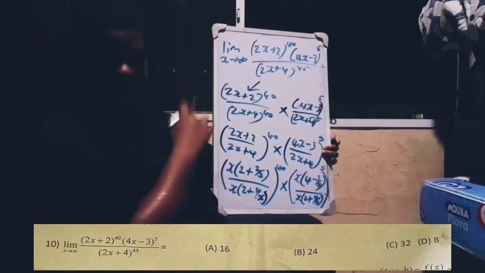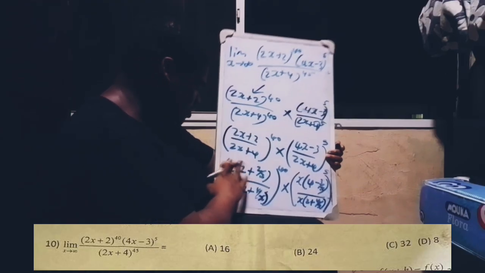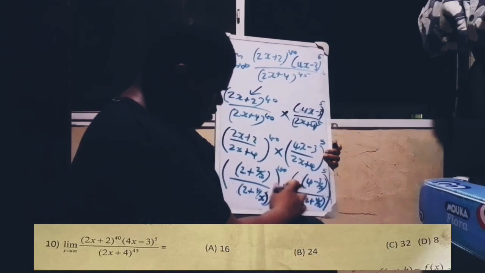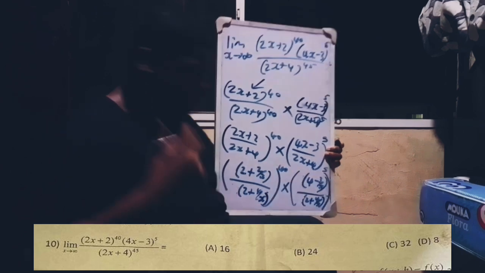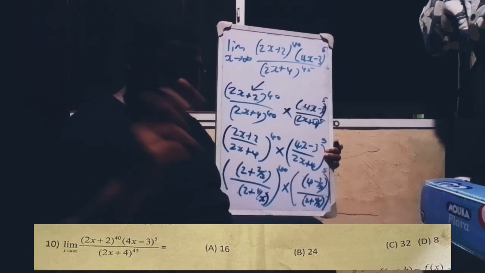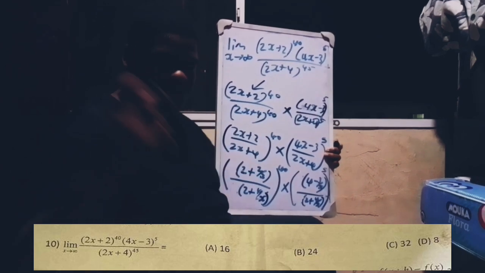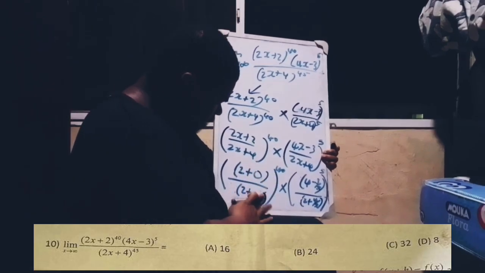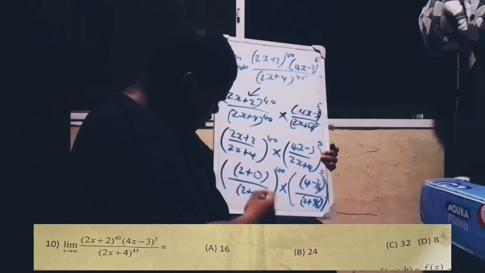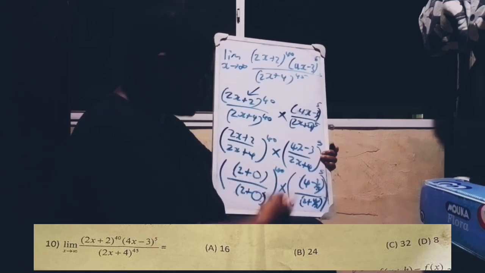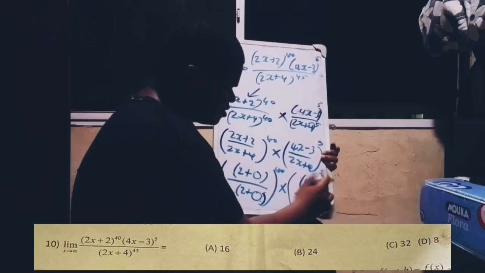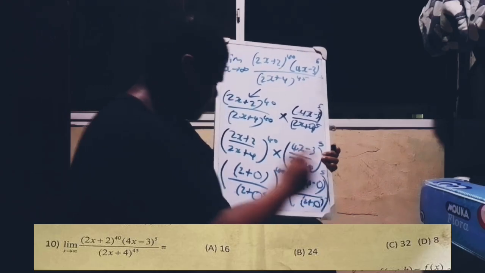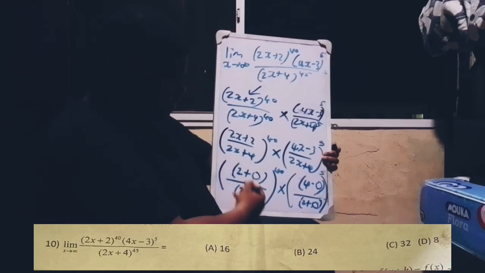What happened the last time? The x is cancelled out. The same thing happens now. The x is here, cancel out the x here. The x here, cancel out the x here. What happened again? As x tends to infinity, a divided by x will tend to 0. So 2 divided by x here tends to 0, 1 divided by x here tends to 0, 4 divided by x here tends to 0. Minus 3 over x here tends to 0. And plus 4 over x here also tends to 0. So all we're left with is 2 divided by 2.